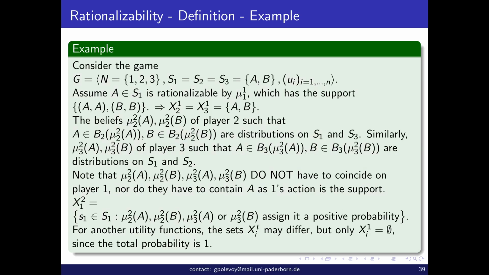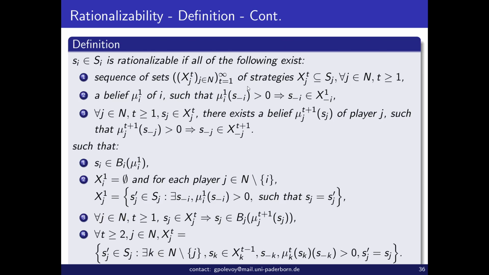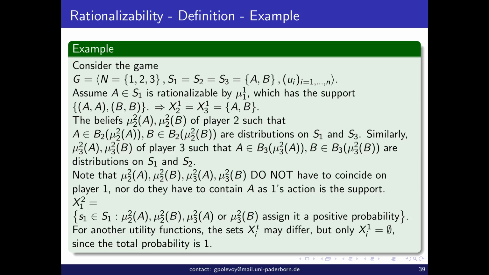So the upper one is the nesting level, and the lower one is the player for which we do it. So action A is rationalizable by this distribution, and assume that this distribution gives positive probability to the following actions of players 2 and 3, AA and BB. That requires that sets X1 of 2 and of 3 include A and B, because every player can sometimes play A and sometimes play B.